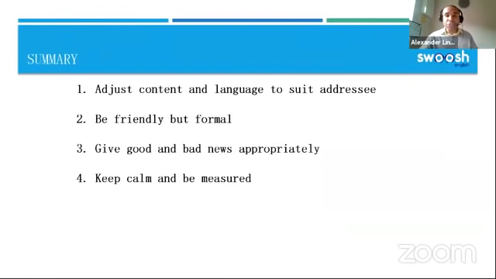Think about some expressions you could use to make it clear that the news you're giving is either bad news or good news. How can you soften bad news so that it makes the patient feel less distressed? And how can you emphasize good news to make the patient feel encouraged? And also make sure that you keep calm and measured. Stay precise in your information. Don't give the patient misleading information wherever possible.